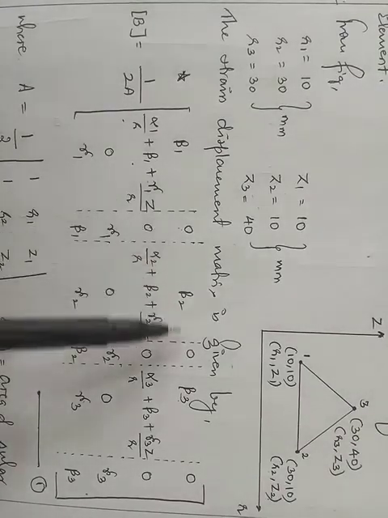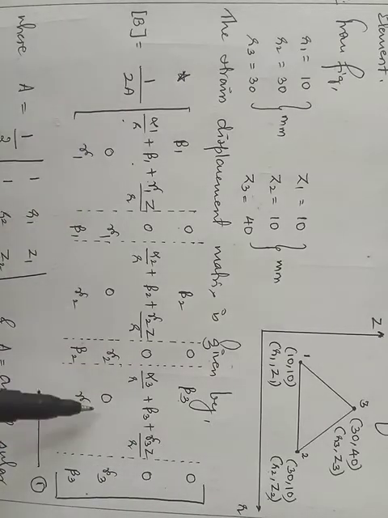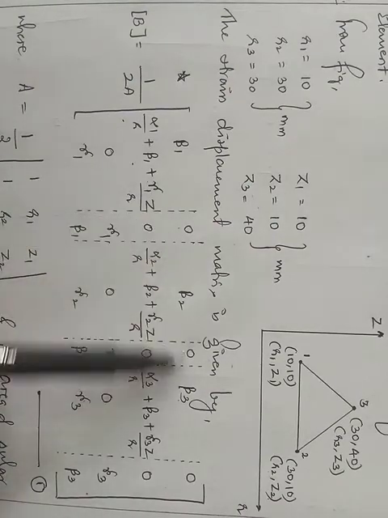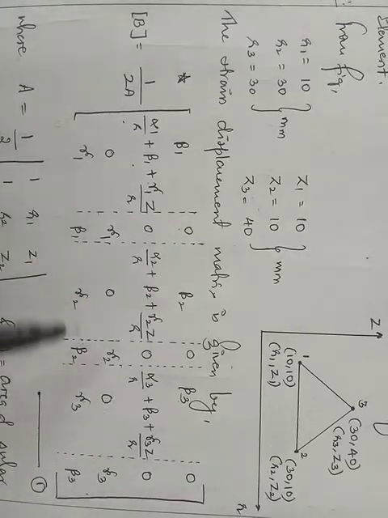Here elements 2, 4 and 6 were 0. Here it is the other way, elements 1, 3 and 5 are 0, right? 2, 3 and 6 are 0. Here 1, 3 and 5 are 0. Remaining are gamma 1, gamma 2, gamma 3.